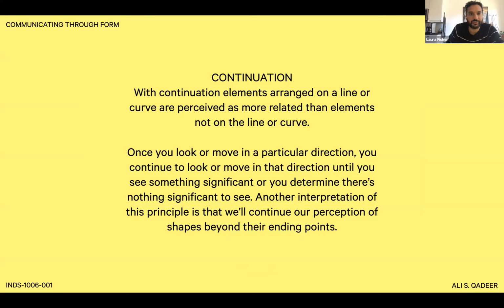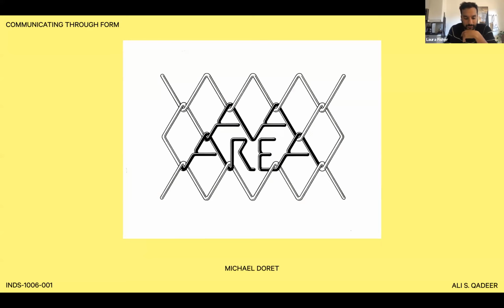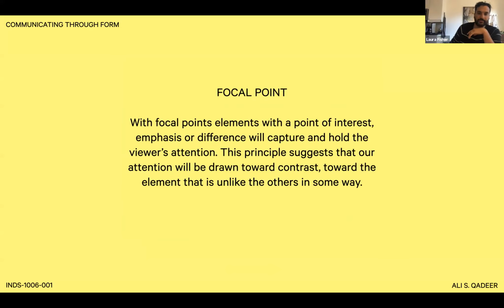Speaking of continuity, continuation. With continuation, elements arranged on a line or curve are perceived as more related than elements not on the line or curve. Once you look or move in a particular direction, you continue to look or move in that direction until you see something significant, or you determine there's nothing significant to see. Another interpretation of this principle is that we'll continue our perception of shapes beyond their ending points. The reversed shape gives the eye a sense of continuity and allows us to read the text.